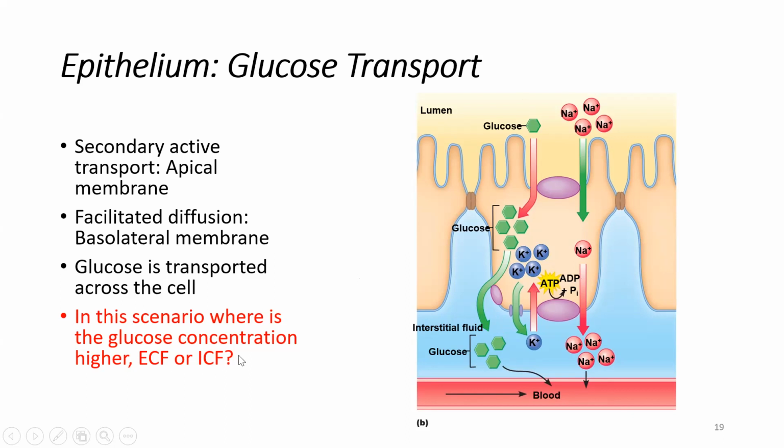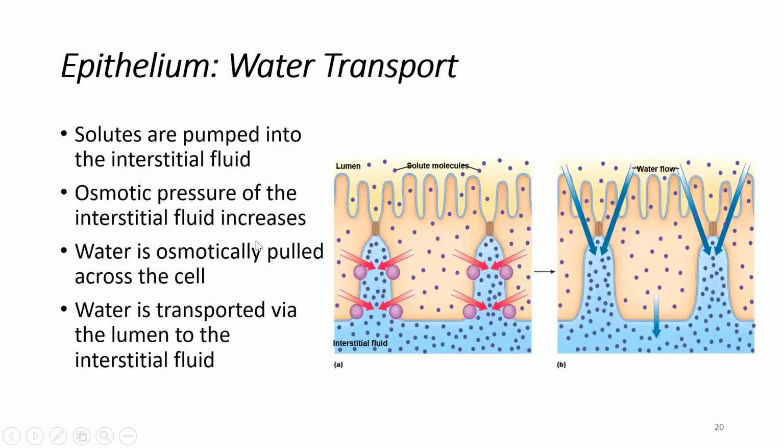I kind of answered this question earlier, so this is a teaser question here. In this scenario, where is glucose concentration higher, extracellular fluid or intracellular fluid? Based upon what we just described, glucose is highest inside the cell. This creates that gradient for it to be moving actively into the cell across the apical surface, but then also moving passively out of the cell across the basolateral surface. Again, I'm going to pause a little bit and see how well we did with that, and then we're going to get into how water can be moved across some of these membranes.